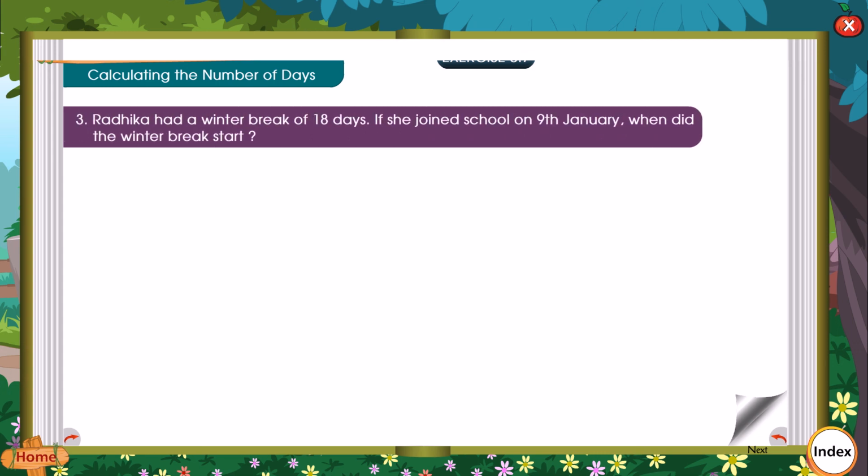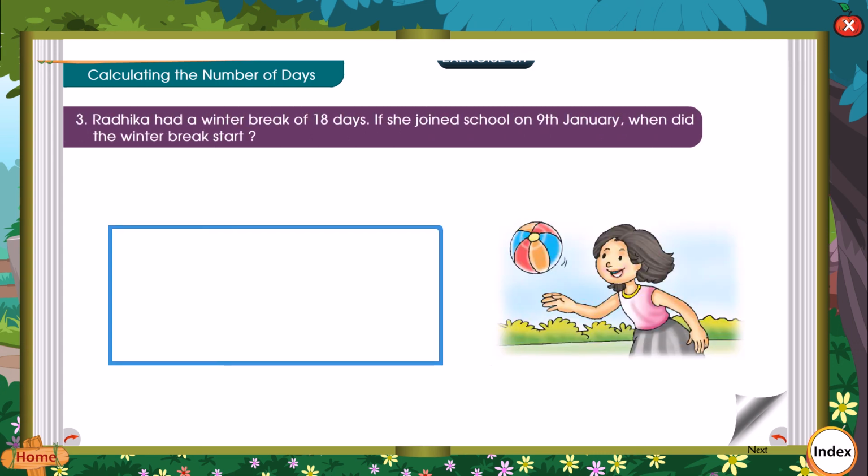3. Radhika had a winter break of 18 days. If she joined school on 9th January, when did the winter break start?